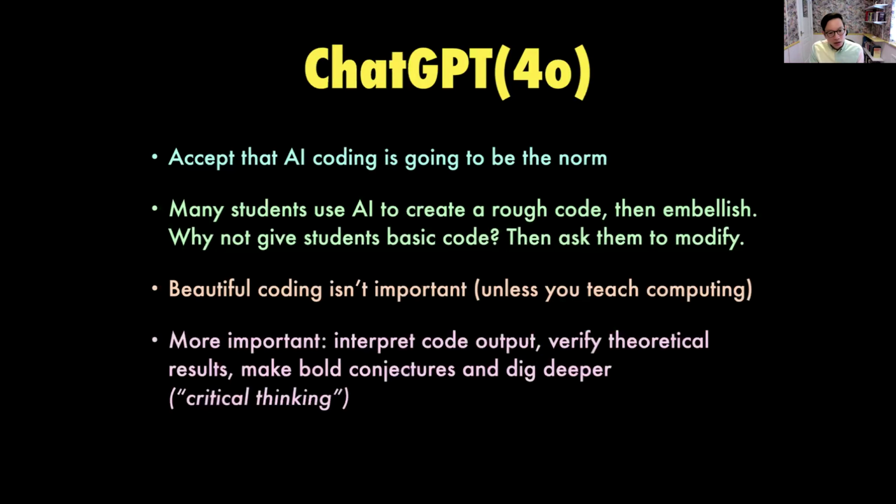Those are all important topics to cover in maybe like a first year computing course. But after that, it's more important to interpret your code output, to use the code to verify theoretical results. It's not just about coding. It's about making bold conjectures and to dig deeper into the math. What else can you get from this problem? And this is this phrase that we throw around so much, critical thinking. I think this skill exactly exemplifies what critical thinking is.